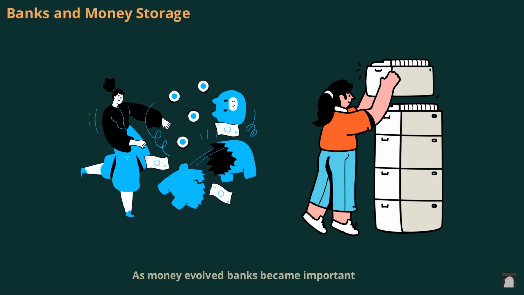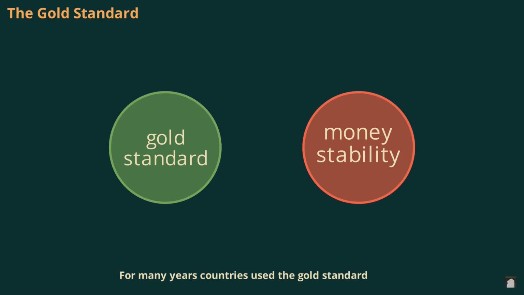As money evolved, banks became important. People needed safe places to store their coins and paper notes. Banks also started lending money, which helped businesses grow and economies expand. This was a major step in the development of modern financial systems. For many years, countries used the gold standard, meaning their money was directly linked to a certain amount of gold. This system helped keep money stable and trustworthy. However, as economies grew more complex, countries eventually moved away from the gold standard to allow more flexibility.